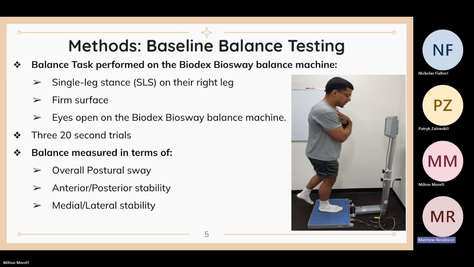For our baseline balance testing, we performed the balance testing on the Biodex BioSway balance machine. So we measured their single leg stance on their right leg. This was done on a firm surface, and we had their eyes open while completing this. So we did 3 20-second trials, and the balance was measured in overall postural sway, anterior and posterior stability, and medial and lateral stability as well.